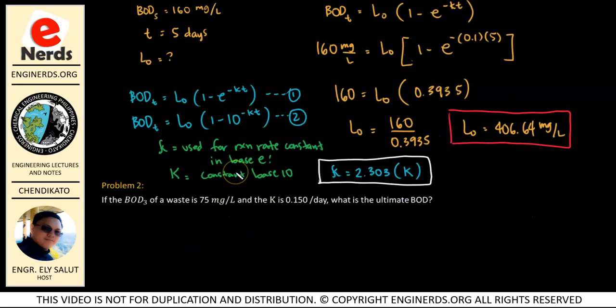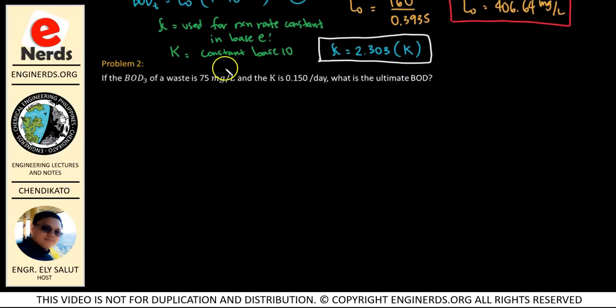So, gawa tayo ng example niyan. Mag-solve tayo ng problem para makita natin yung use nitong capital and small letter K na ating reaction constant, no? Reaction rate. Okay, so we have a problem here that says if the BOD3 of a waste is 75 milligrams per liter and the K, so take note, capital K meron tayo dito, is 0.150 per day. What is the ultimate BOD? Okay, so gawa muna tayo ng solution number 1.